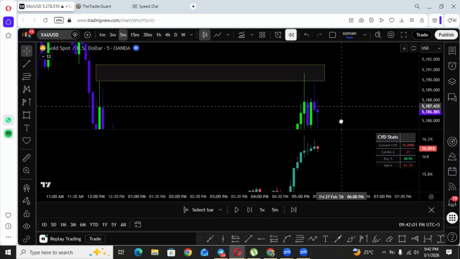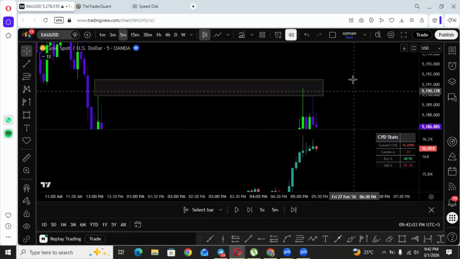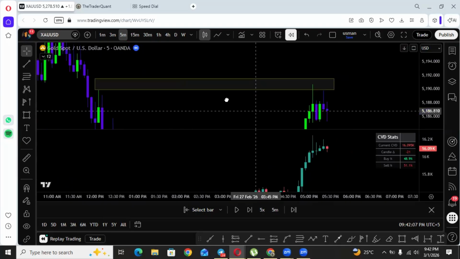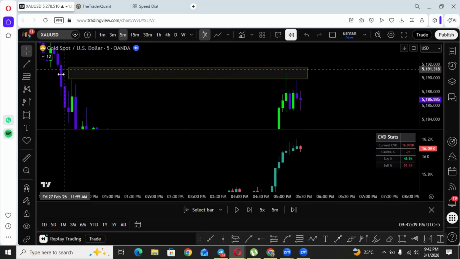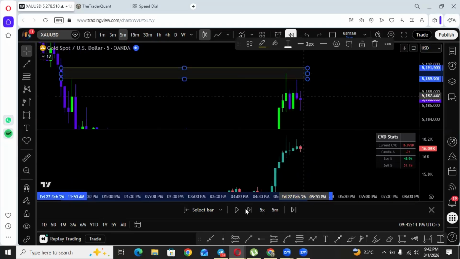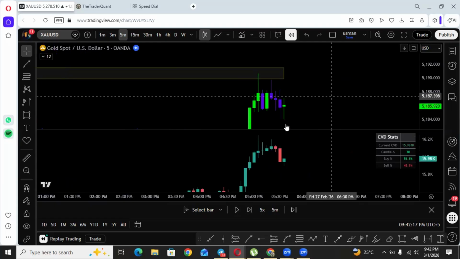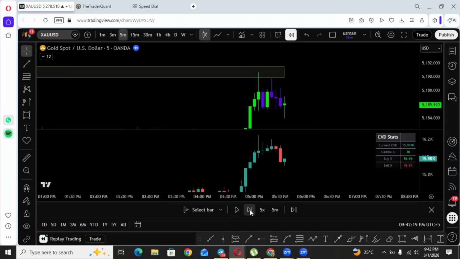We will trade with the direction of institutions, not with the direction of what our strategy shows, or whatever the POI is. So let's play the chart. They were doing a little bit of selling at this point, taking the price down to induce the people before giving a good move.